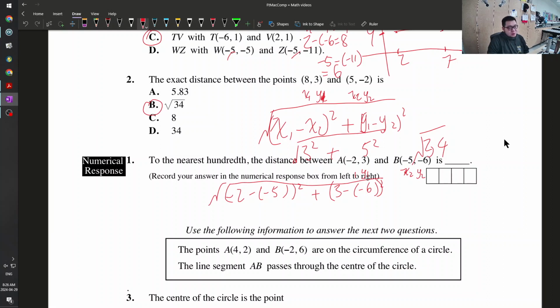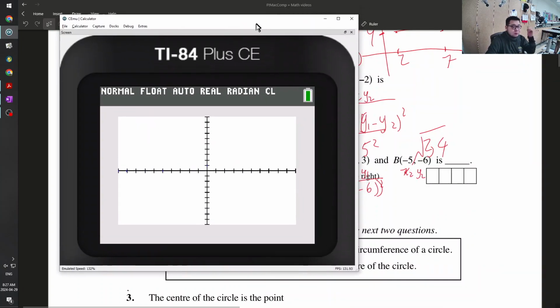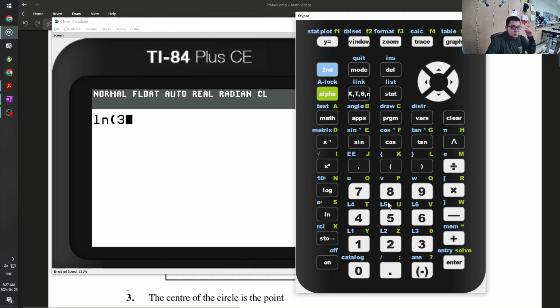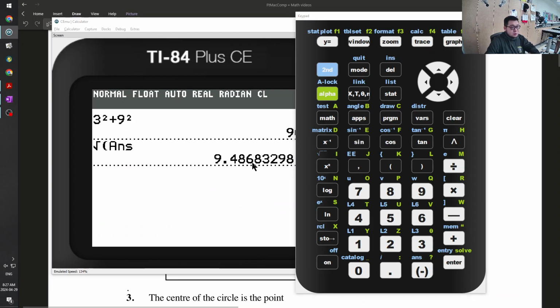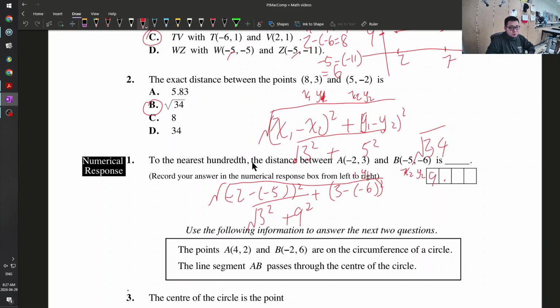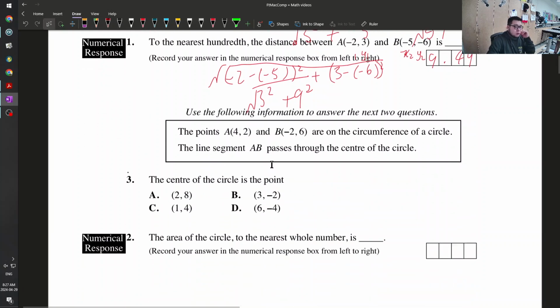Negative 2 minus negative 5 is negative 2 plus 5, which is 3. 3 minus negative 6, that is 3 plus 6, so 9. 3 squared plus 9 squared, square root. I will do it on the big calculator. 3 squared plus 9 squared, take the square root of the answer. 9.48. Rounded to 2 decimal places, 9.49. Alright.